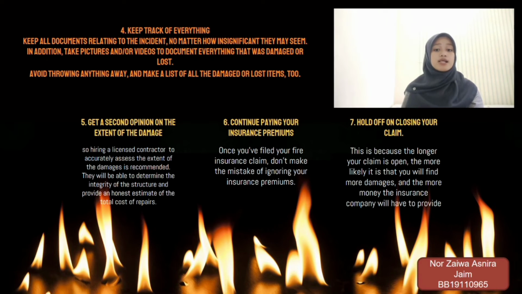Fifth is to get a second opinion on the extent of the damage. You can hire a licensed contractor to accurately assess the extent of the damage, so they will be able to determine the integrity of the structure and provide an honest estimate of the total loss and repair. Sixth is to continue paying your insurance premium. Once you file your fire insurance claim, don't make the mistake of ignoring your insurance premium.